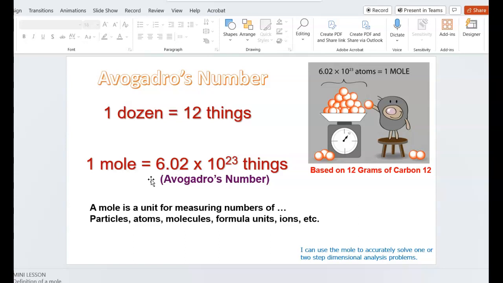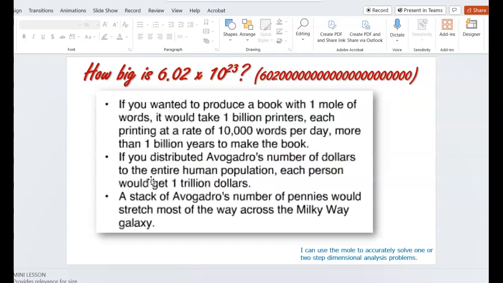Again, it's sometimes called Avogadro's number after scientists who helped discover it or create it. And on the right-hand side, it's based off of carbon-12. Again, just sharing that background information so you know where it's coming from. To just kind of wrap our head around the size of a mole, these are just some examples.